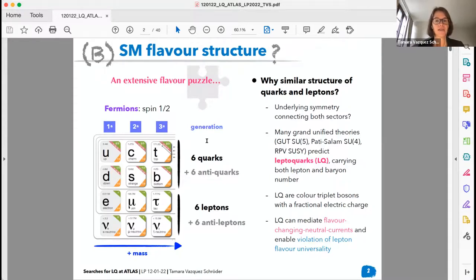If you remember, we have six quarks and six leptons, which are organized in three generations of increasing mass, which prompts the question of why we see a similar structure between quarks and leptons. Would there maybe be an underlying symmetry that connects both sectors? There have been many grand unified theories, from Pati-Salam, SU(4), to RPV SUSY, that predict these hypothetical leptoquark particles that, as the name says, carry both lepton and baryon numbers. Leptoquarks are color triplet bosons with a fractional electric charge, and they can mediate flavor-changing neutral currents and enable violation of lepton flavor universality.